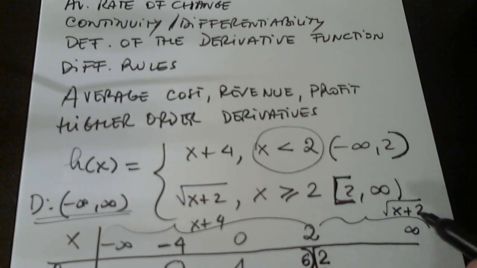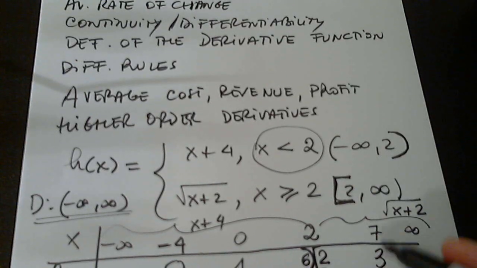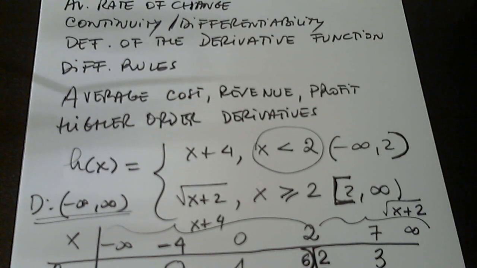So the nicest one will be 7 plus 2 because it's 9. The square root of 9 is 3 because it's an integer. Okay, so that's all I need. These are all the points I need, and now I'm ready to graph the function.